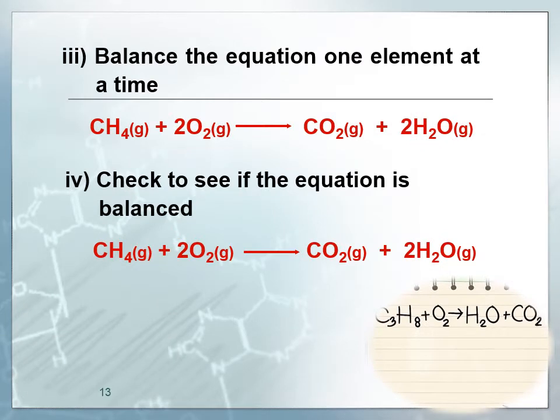From the previous equation, we noticed that it was not balanced. Therefore, in the third step, we need to balance the equation one element at a time. Balance the equation by placing a coefficient in front of the substance. Here, we put 2 in front of H2O. In the final step, check to see if the equation is balanced. Recheck the number of atoms for O, H and C on both sides; they must be the same.